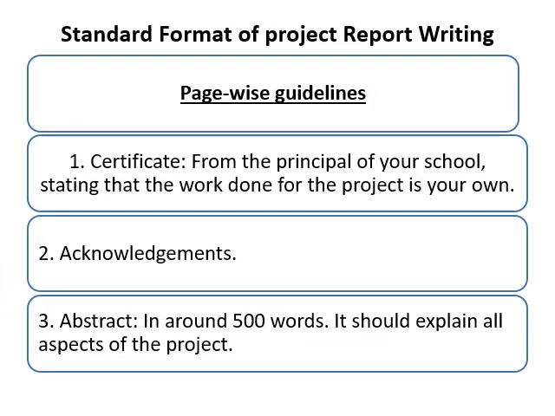After the first page, the next page is the certificate. The certificate is the letter or letterhead from the principal stating that you have done the project on your own, followed by the acknowledgement, and third, very important, the abstract of your action research project. The abstract is a main part of your project. The limit of your abstract is 500 words, so please remember, you should not go beyond this limit.